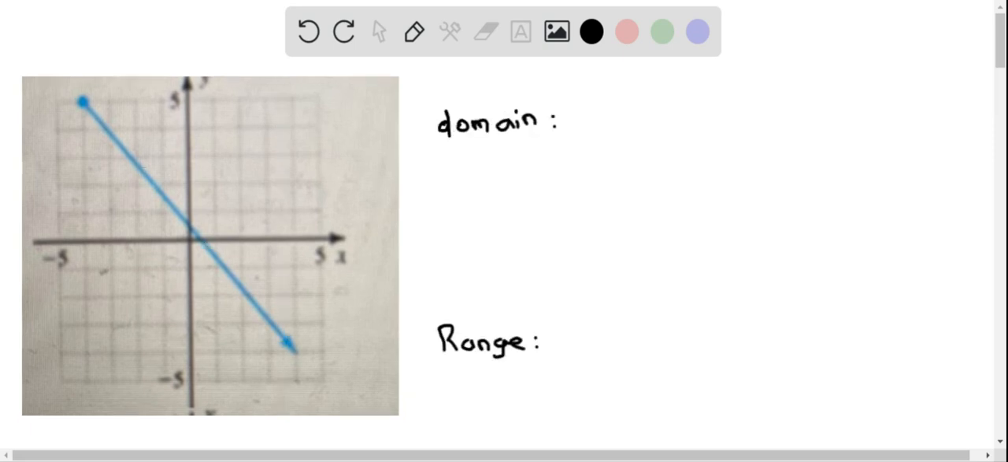Now let's determine the domain of this graph of the function as well as the range of the function. The domain is all possible x values. This is all possible x values such that the graph is defined.